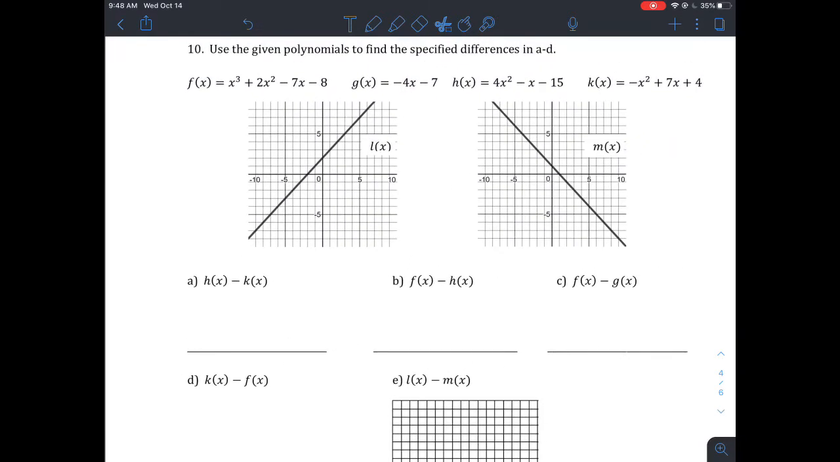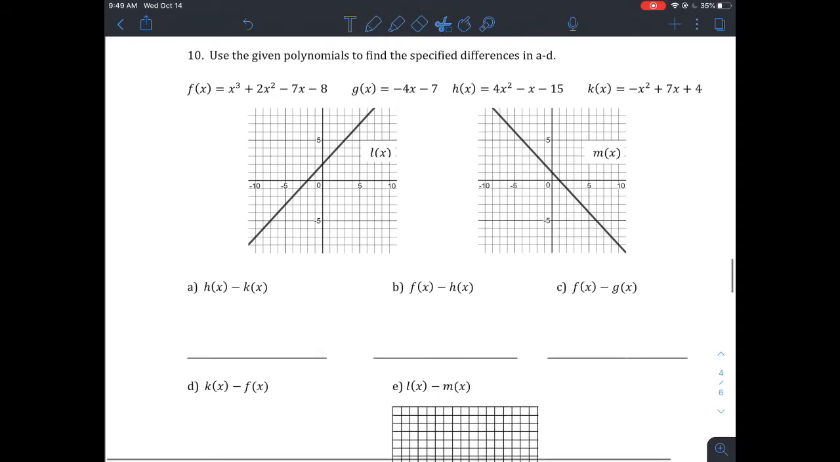So we have h of x. Now this is very important. Pay super close attention to this, because before we were adding polynomials, which was just combining like terms. But when you're subtracting polynomials, it gets much more challenging. The reason for that is you have to distribute your sign. So if we look here, we have h of x minus k of x. Watch what I'm going to do here. We have h of x, which is 4x squared minus x minus 15.